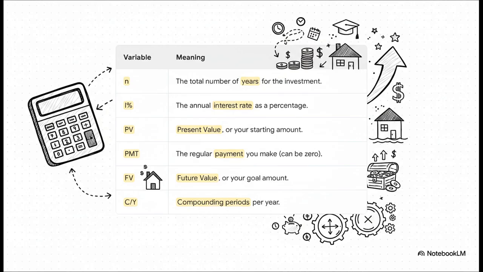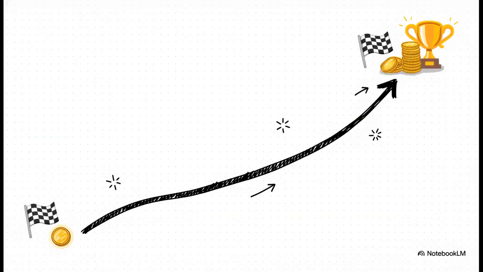And C/Y, this one's really important. It's how many times a year your interest gets compounded. That's where the magic happens, when your interest starts earning its own interest. So the easiest way to keep PV and FV straight is to just think of it like a race. PV, present value, is your starting line. It's what you've got in your pocket today. And FV, future value, is the finish line. It's the big prize, the amount you're aiming for down the road.